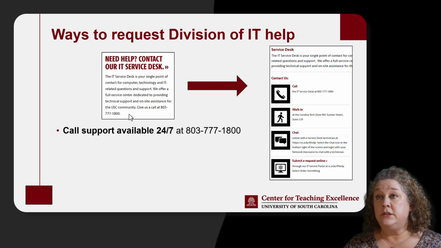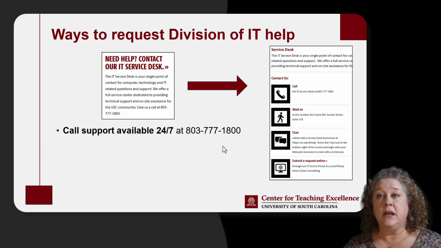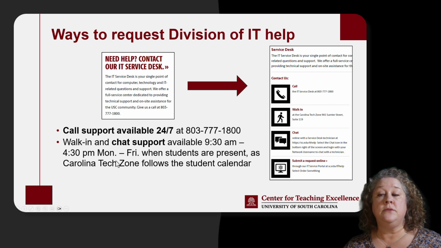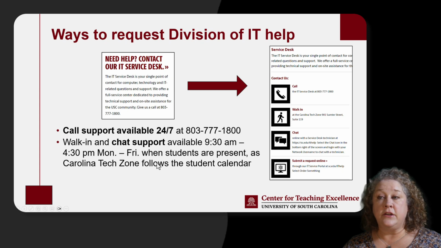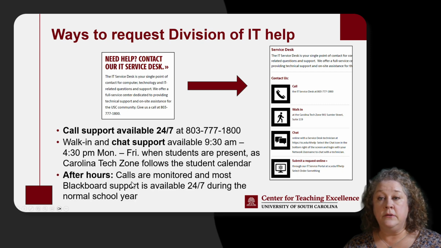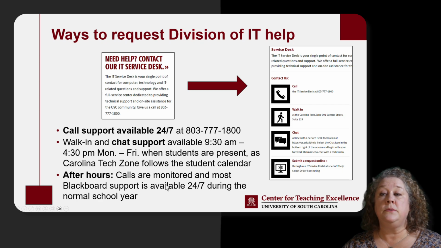There are lots of other ways to request Division of IT help. They have 24/7 call support available at 777-1800. You can also do walk-in and chat support to their offices. That's available from 9:30 a.m. to 4:30 p.m. Monday through Friday when classes are in session. As the Carolina Tech Zone, the technicians who run the office follow the student calendar. After hours, calls are monitored, and most of the time Blackboard support is available 24/7 during the normal school year.